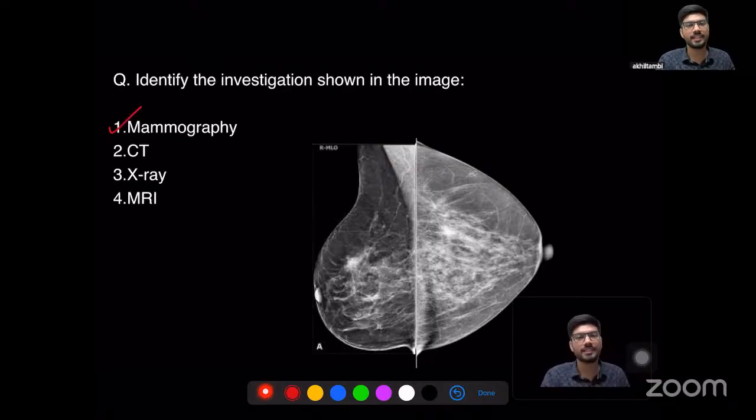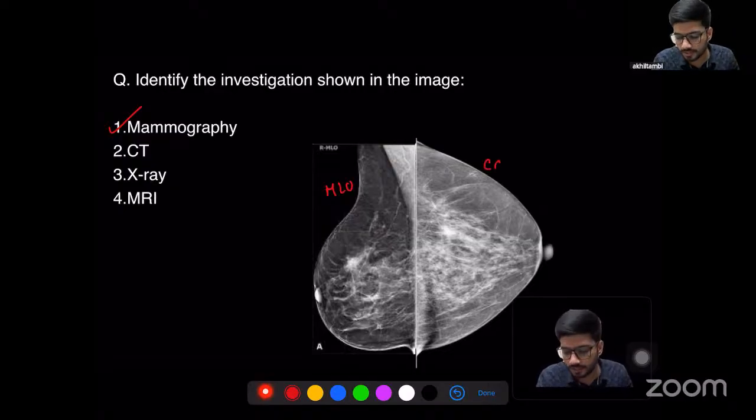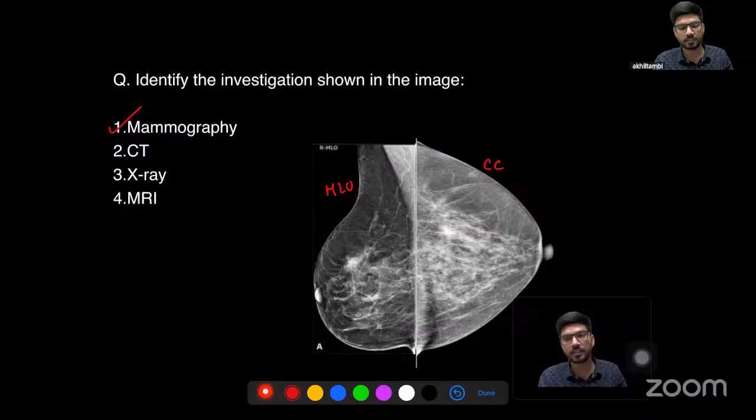In CT scan, X-ray, MRI, all of us know how they look, so they are not at all like this. This is what is known as mammography, and in this we have two views. One is the MLO, mediolateral oblique view, and another one is the CC view, the craniocaudal view. These two views are there in mammography, and this is also a very easy question to be asked.